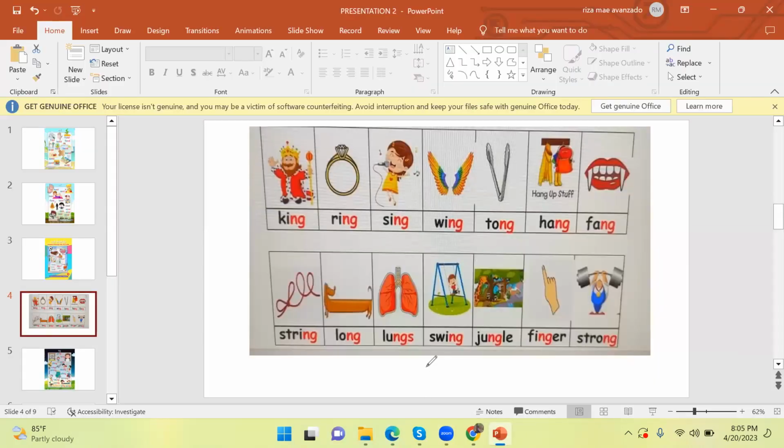Can you please read this one, the first here? Yes. King. Very good. Okay, that's king. How about this one? Ring. Very good. This one. What is this? Sing. Very good. This one. Wing, very good, that's one. Tong, very good, that's one. Hang. Very good, that's one.